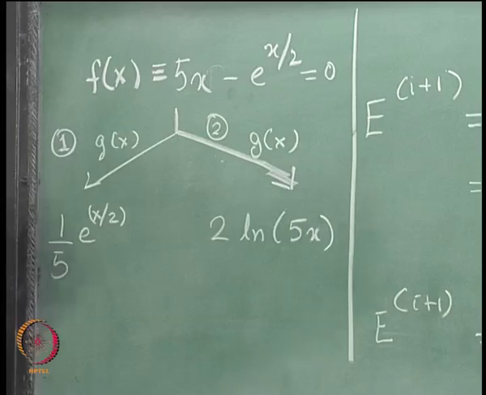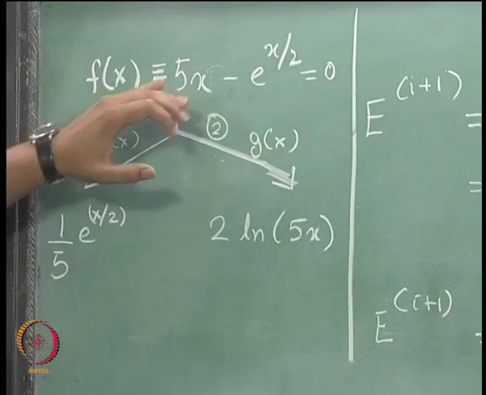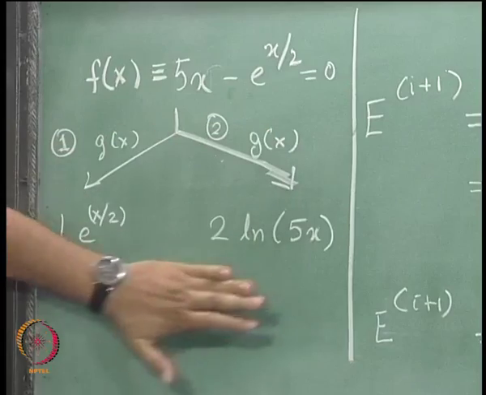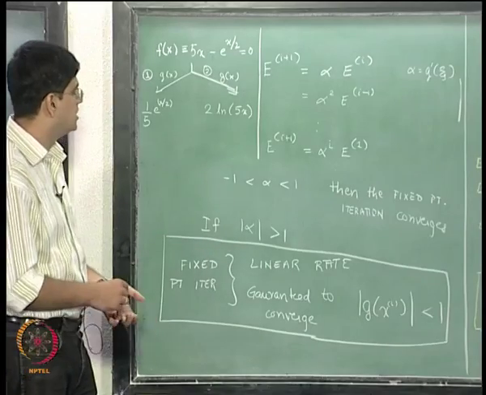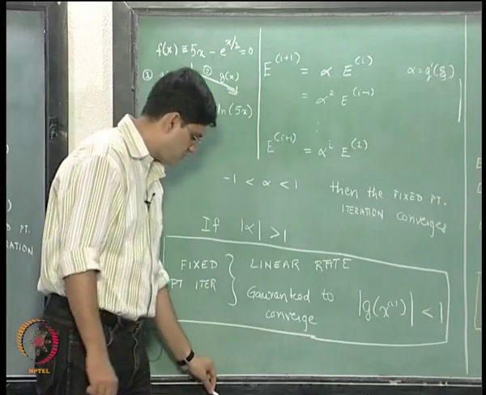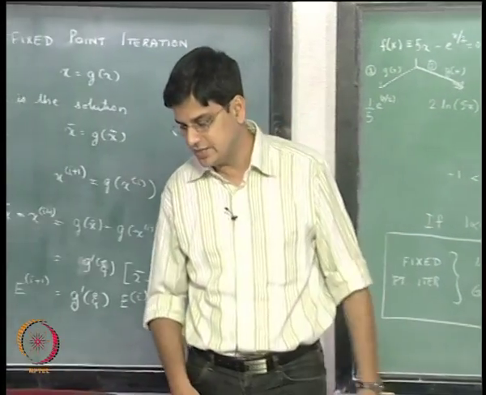So what we are going to do essentially is consider these two ways of solving this particular problem using the fixed point iteration method, okay. So we are now going to move on to Excel in order to look at the fixed point iteration.